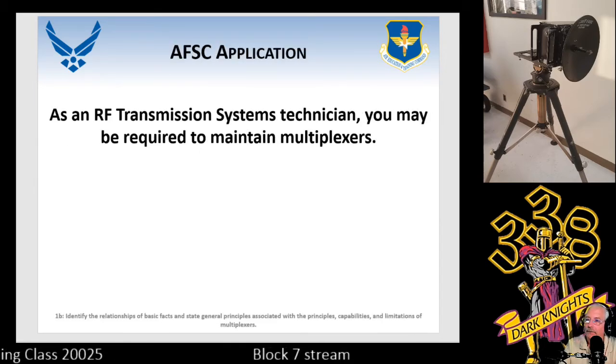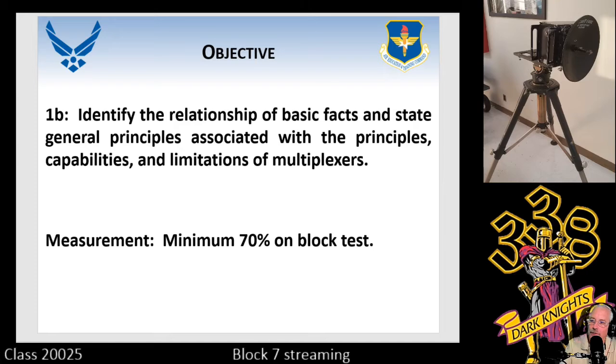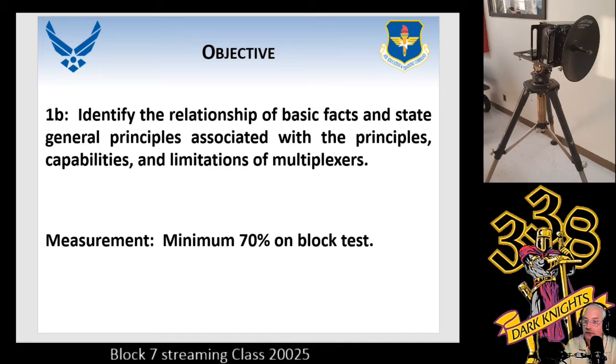So everybody knows that we're going to do 70% on the test here. That's the minimum that you can get to go on to the next block. Now, you can only miss 12 questions out of 40. So in other words, you got to get 28 of these correct. There are 2 tech orders that you will have access to. There's electronic C's and D's and paper C's and D's in the testing lab.